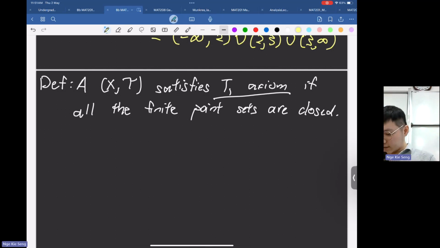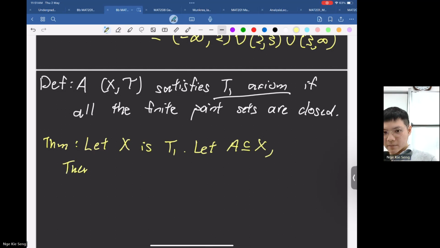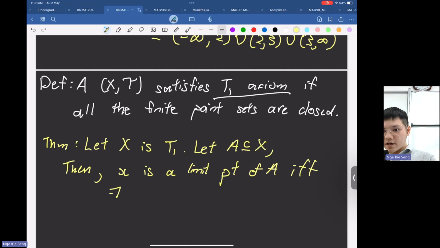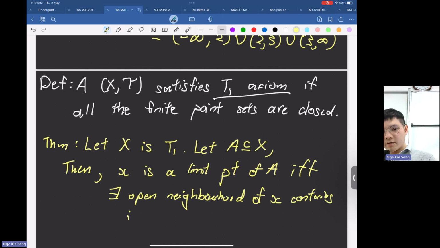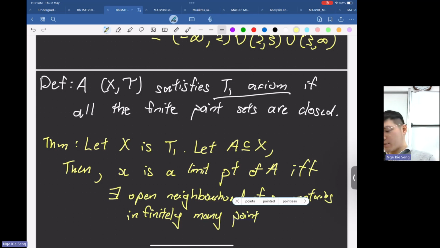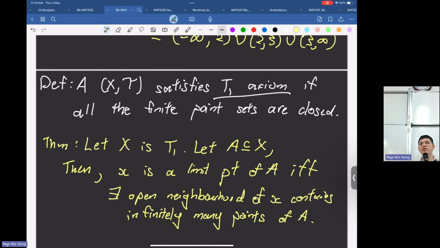So one thing you can prove here is this T1 space is not too bad. Let X be T1. If we have a subset A of X, then x is a limit point of A if and only if every open neighborhood of x contains infinitely many points of A. Does this remind you of the property we have in metric space? Remember we proved some similar argument like this when we talked about closure of a subset in the metric space. So this is true in T1 space.